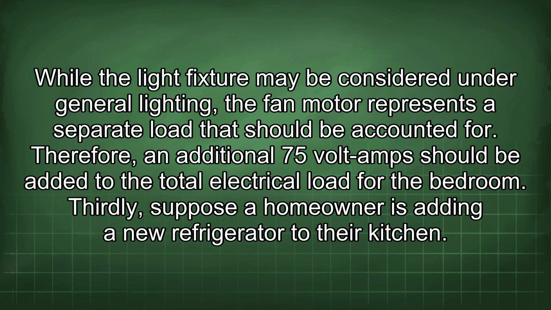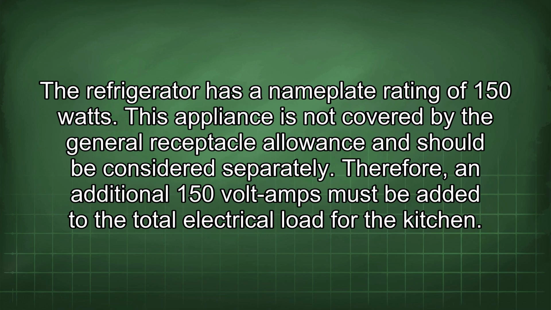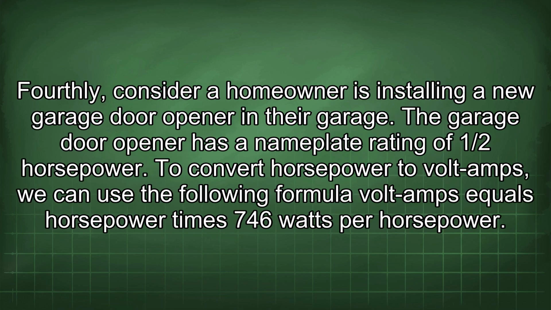Thirdly, suppose a homeowner is adding a new refrigerator to their kitchen. The refrigerator has a nameplate rating of 150 watts. This appliance is not covered by the general receptacle allowance and should be considered separately. Therefore, an additional 150 volt amps must be added to the total electrical load for the kitchen. Fourthly, consider a homeowner is installing a new garage door opener in their garage.